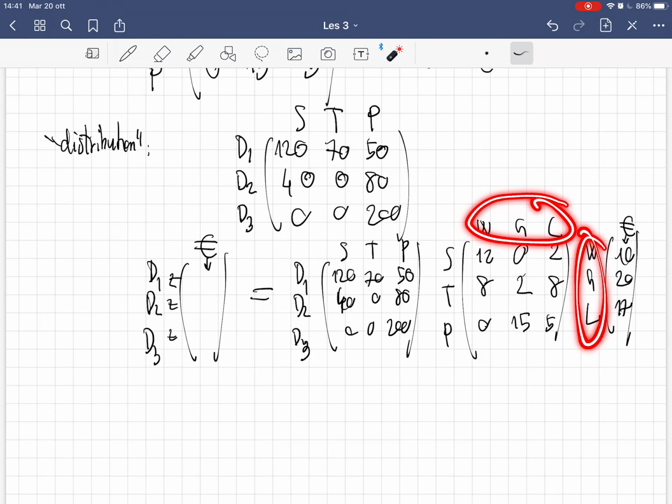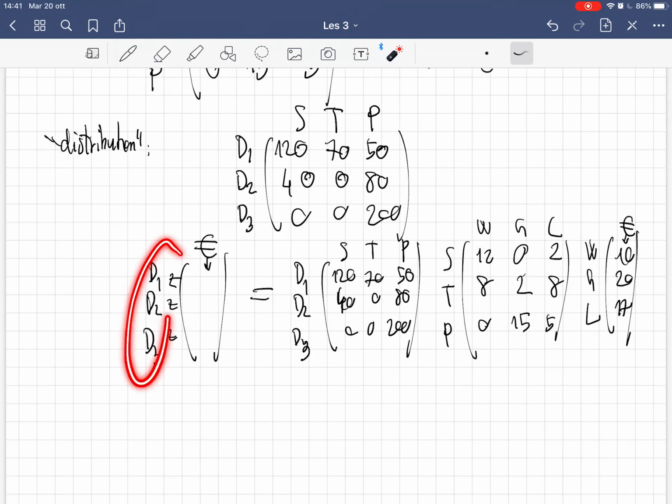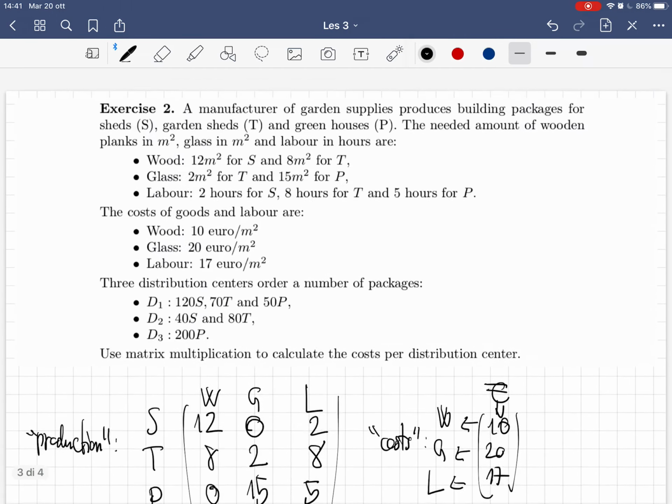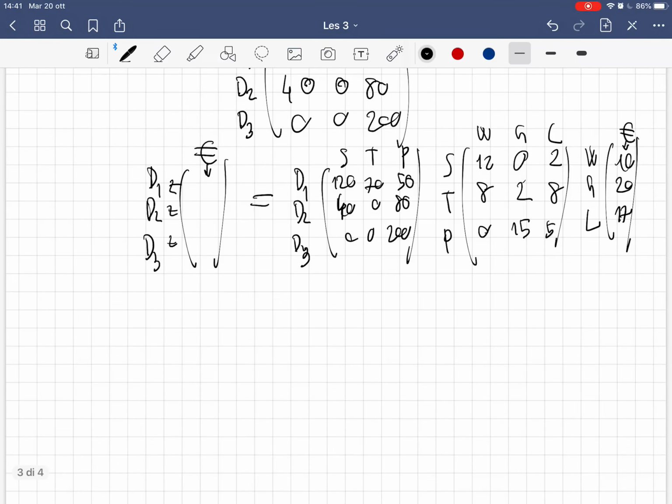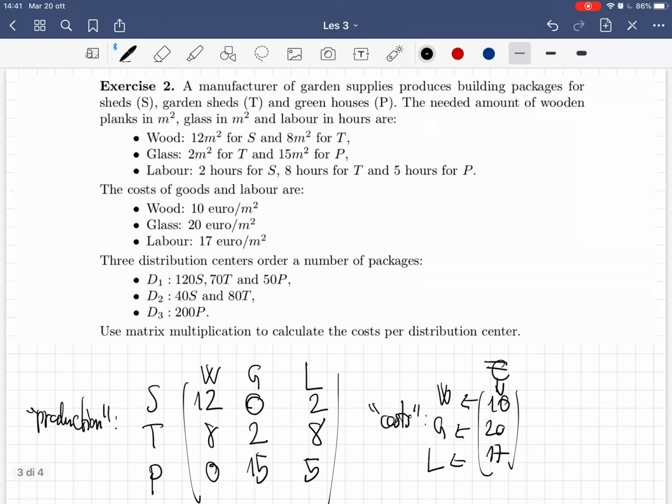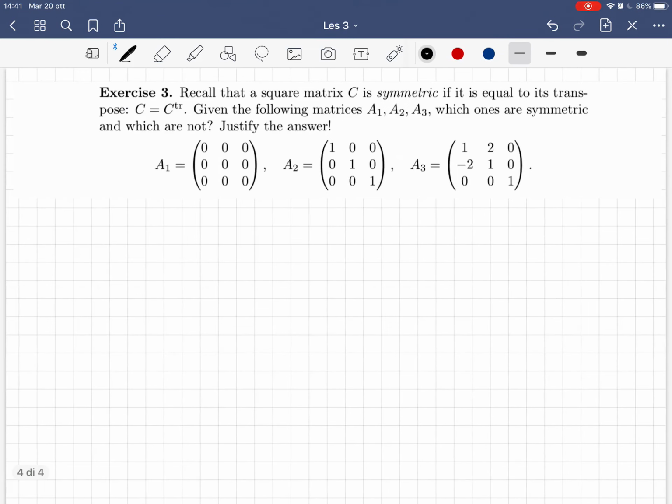And by doing this matrix multiplication here, you can actually end up with a new matrix which has euros here and the distribution center here. And that's what you want. I'm not doing the computation, but yeah, this is it. Then if you just do the matrix multiplication here, you're going to find the costs you need. And that's all. This is just the way you solve this. So it's not very difficult.